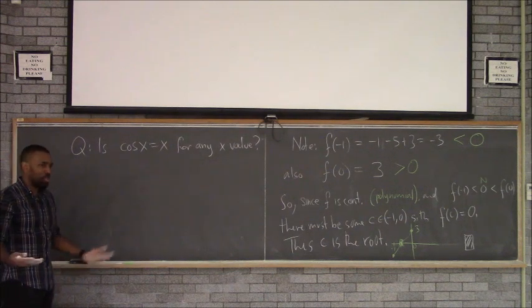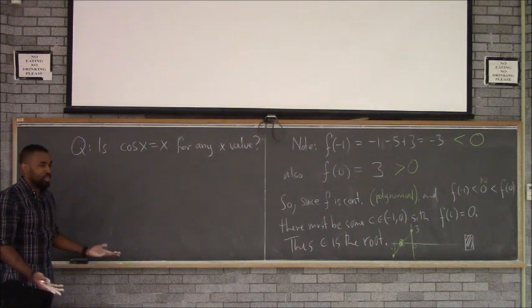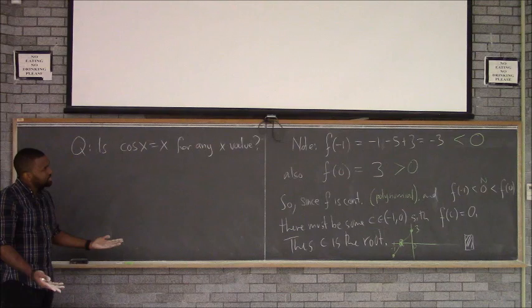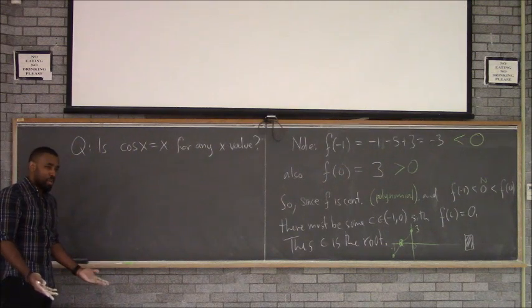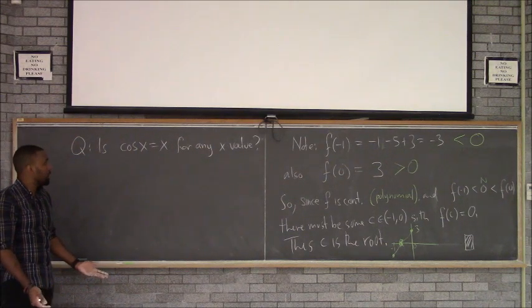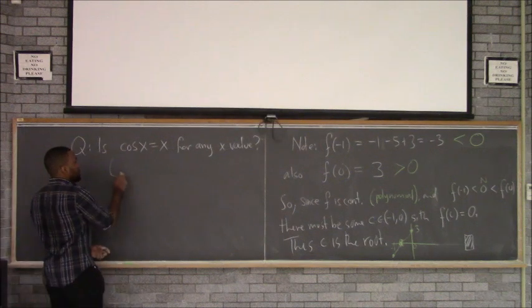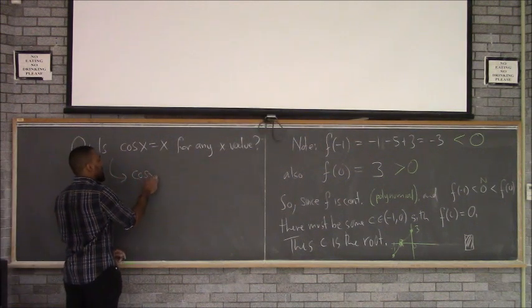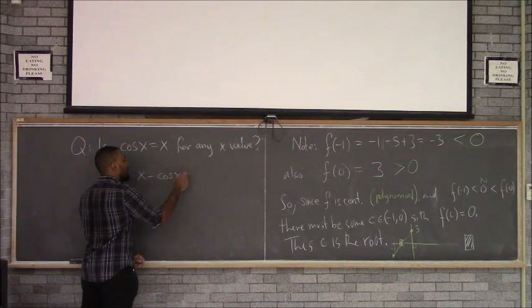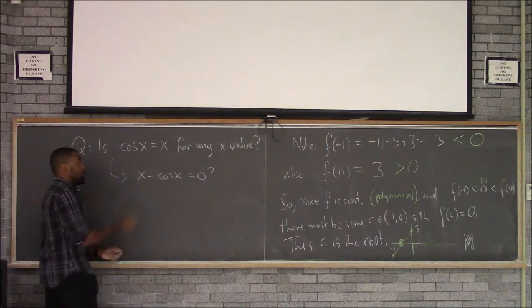I mean, sine of x equals x, that one's easy, right? x equals 0. But cosine of x equals x? Is it ever equal to x? Maybe there's no answer. But what I could do is, I did it the other way: does x minus cosine x ever equal 0? That's the same question, right?